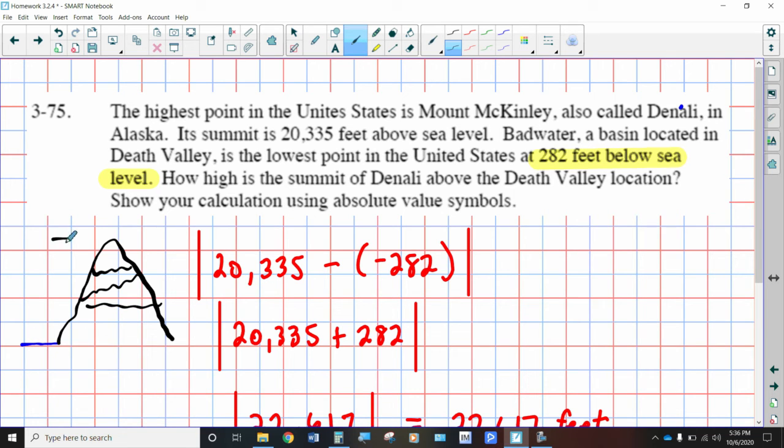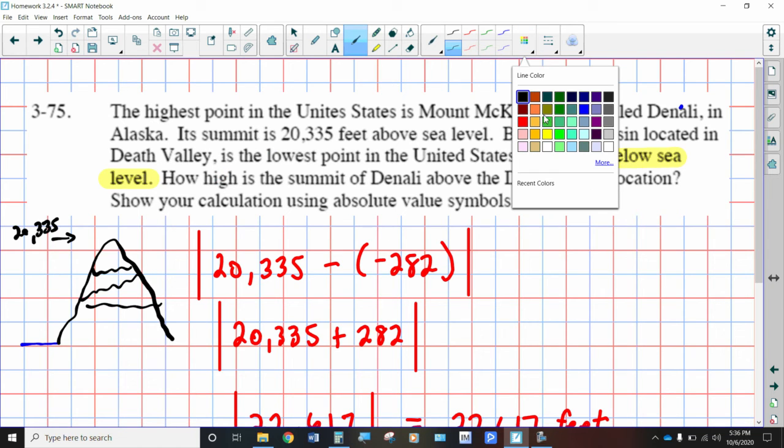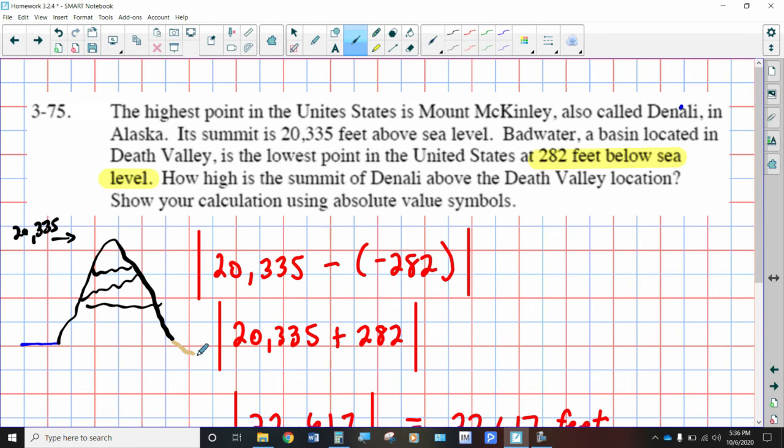And this right here is 20,335 above sea level. Okay. Now, Death Valley is the lowest point in the United States. I'm going to do this brown because Death Valley is a desert, right? This is deserty. And this point right here is negative 282 feet below sea level.